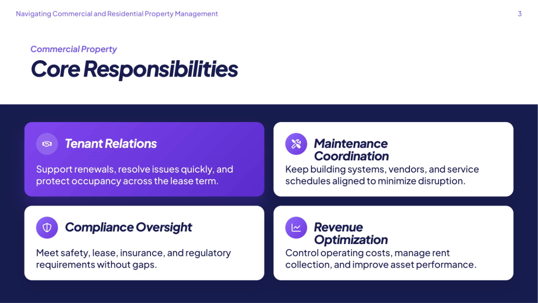Compliance oversight is another essential duty. We must meet safety standards, adhere to lease terms, handle insurance requirements, and follow regulatory guidelines without any gaps. This helps avoid risks and protects the property's value. Finally, revenue optimization plays a big role. Controlling operating costs, managing rent collection effectively, and improving overall asset performance are all necessary to maximize profitability. These core areas together offer a comprehensive approach to navigating both commercial and residential property management successfully.